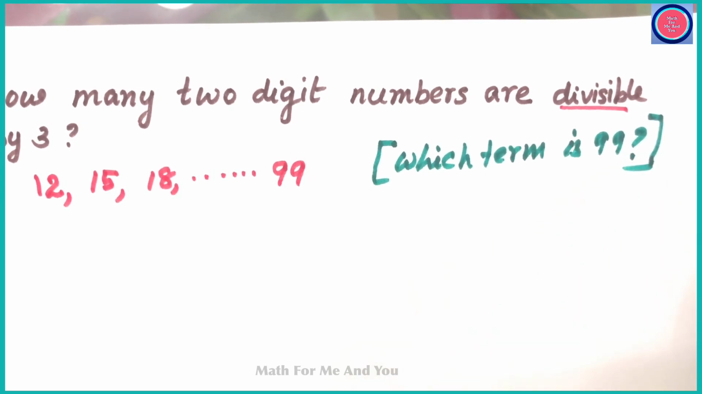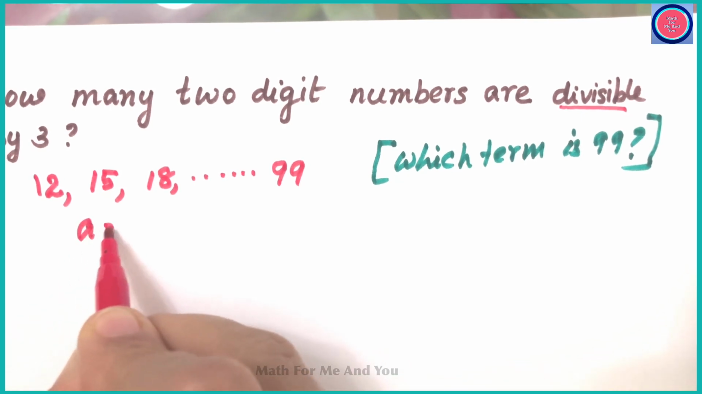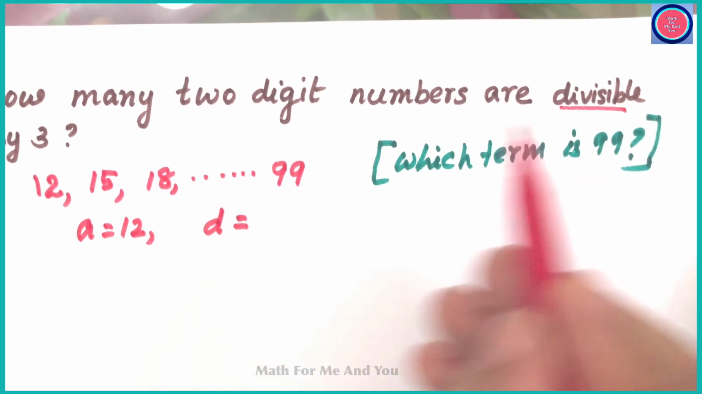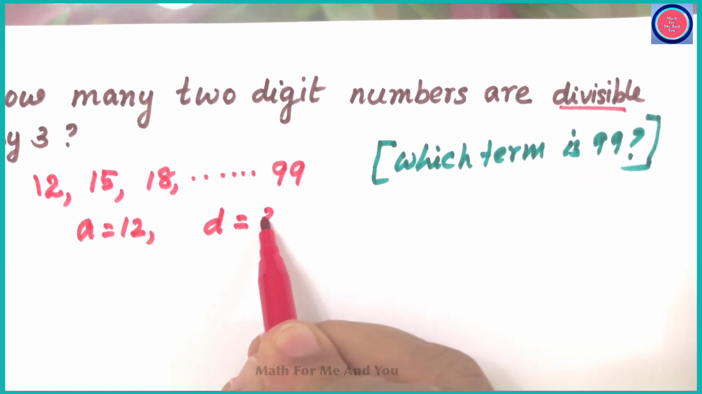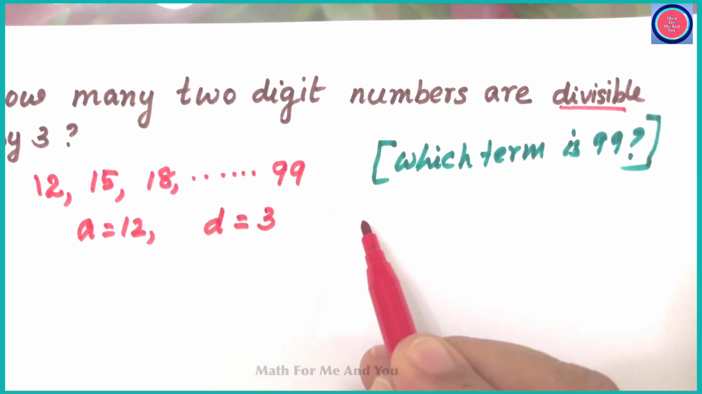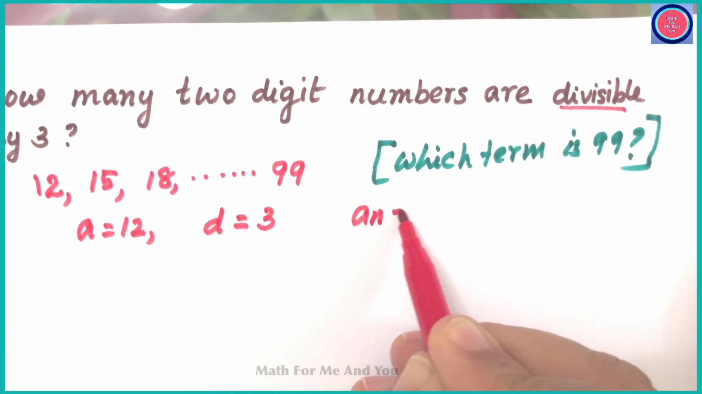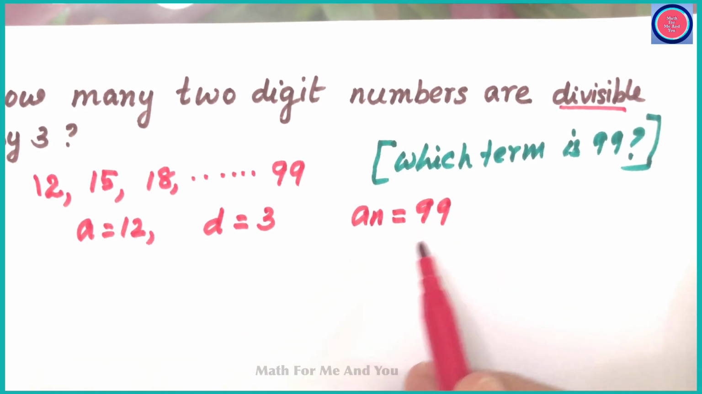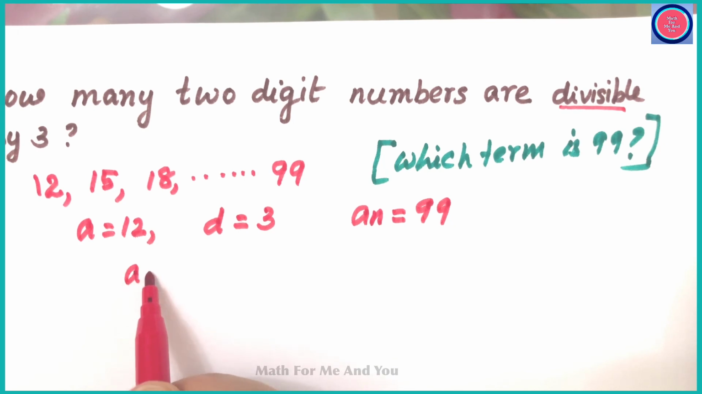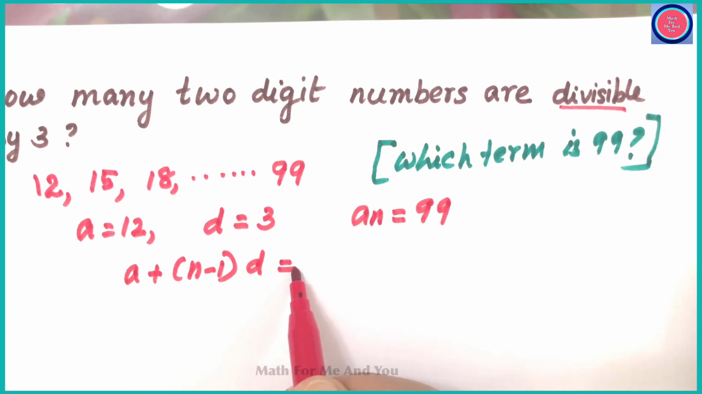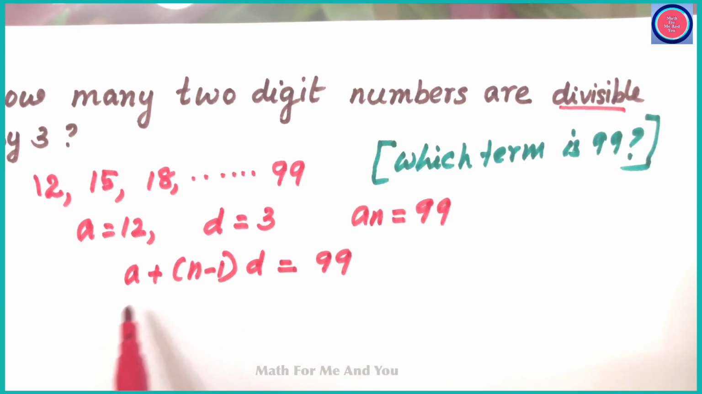Do you get the question? What is A in this AP? This is an AP. The first term A is 12. What is the common difference? If it is divisible by 3, then the common difference will be 3. D equals 3. Can you find An? We will take here An as 99. We don't know which term is 99, how many terms, we don't know. So we are going to find that. If An is 99, then we can use the formula A plus (n minus 1) into D is equal to 99.